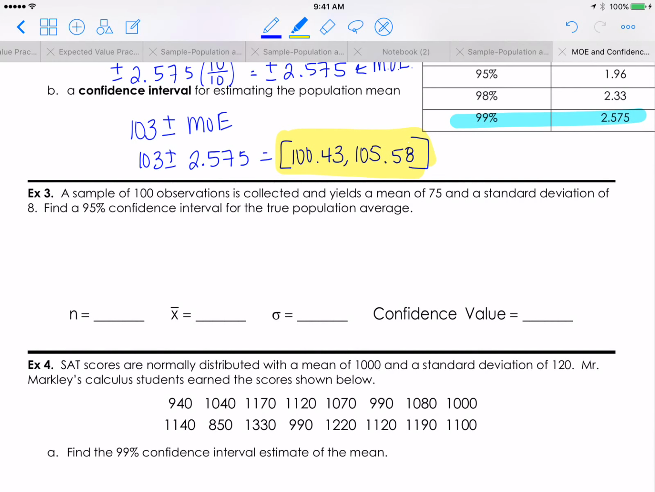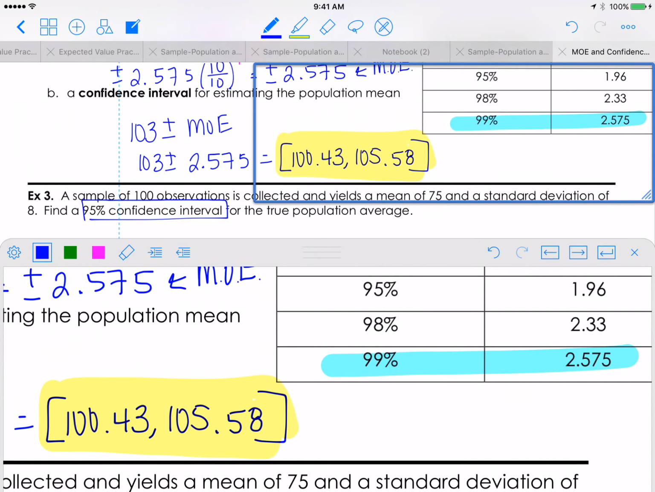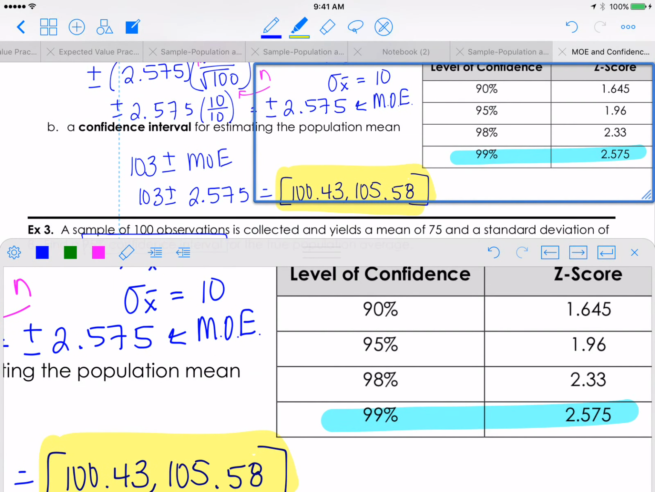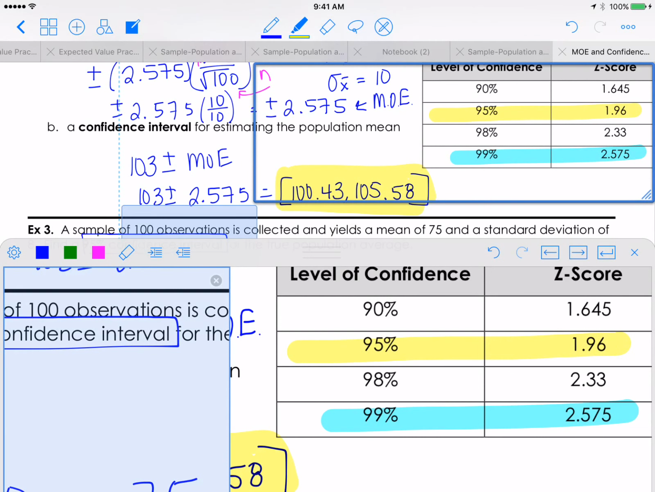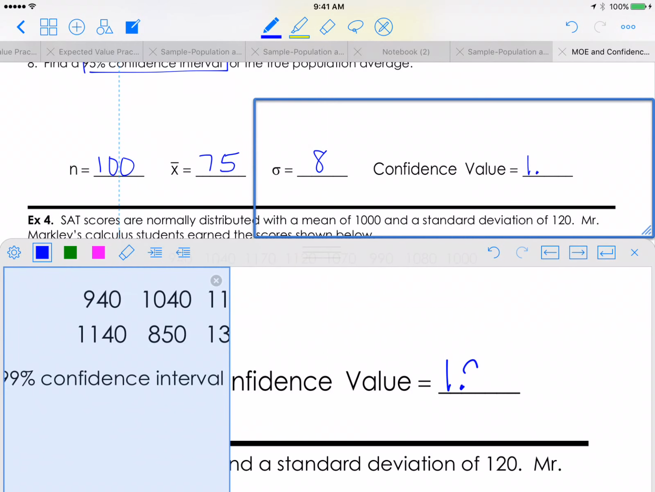Okay, so here is the same thing. We want to know our n. What is our n? Well, our n should be 100. What is your mean? Your sample mean is 75. And your standard deviation, 8. And our confidence level, we said, is 95%. Well, for a 95% confidence interval, go back up to our chart, 95% right here, and it says 1.96. So then our z-value is 1.96.